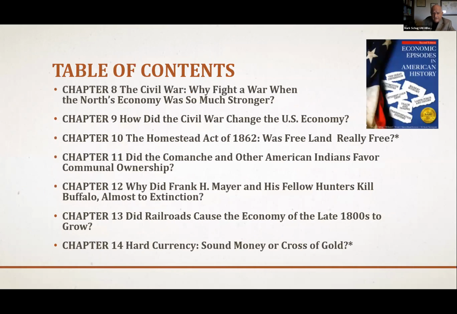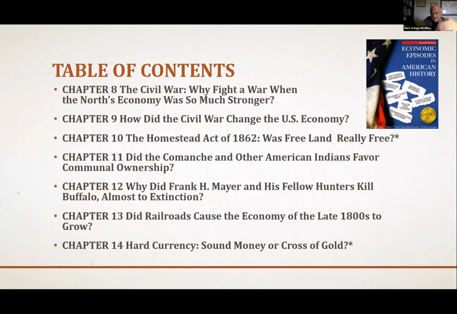The Civil War: why did they fight when the Northern economy was so much stronger? So we look at the incentives on both sides on how to deal with slavery. How did the Civil War change the US economy? I believe Tawni wrote this chapter. There's a lot of research that says the Southerners were no longer in Congress, and this paved the way to industrialization. Maybe not. So she's going to take a look at that, so you want to read chapter 9.